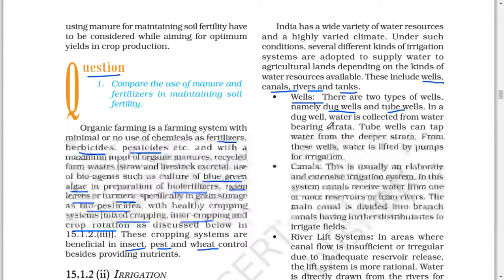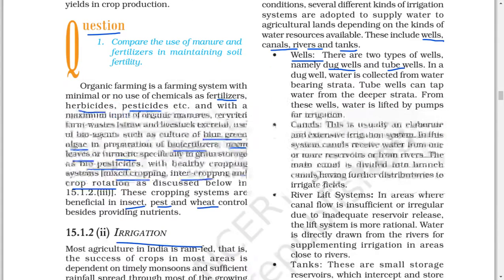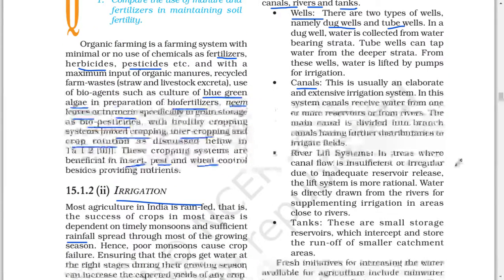In a dug well, water is collected from water-bearing strata. Tube wells can trap water from the deeper strata. From these wells, water is lifted by pump for irrigation. Next, canals. This is usually an elaborate and extensive irrigation system. In this system, canals receive water from one or more reservoirs or from rivers. The main canal is divided into branch canals having further distributaries to irrigate fields.